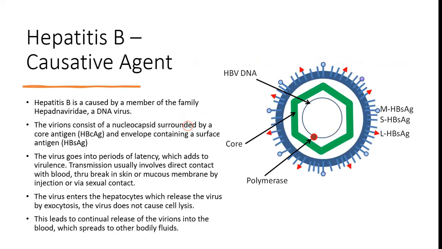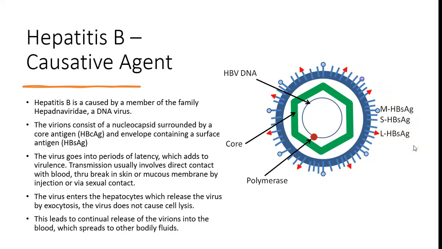When we talk about hepatitis B, it is caused by a DNA virus, and that DNA virus belongs to the Hepadnaviridae family. When you look at the DNA and then its capsid here, notice there's this third layer, so that means it's going to have an envelope, and then within that envelope it's going to have embedded surface antigens.